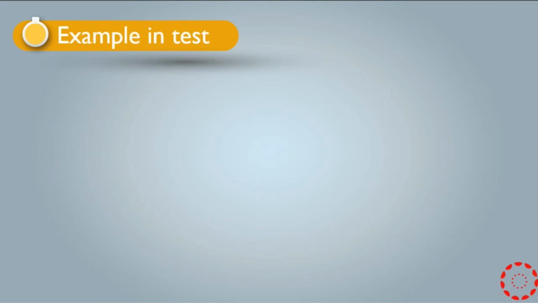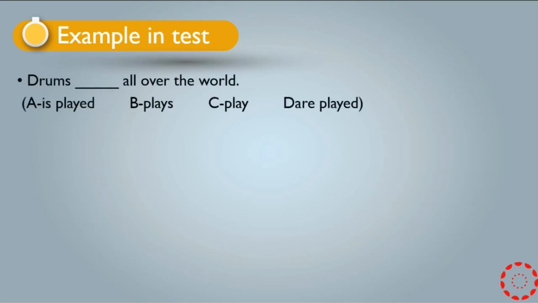Example in a test. How does this present simple passive show up in the national exam in the final one? Let's see: "Drums dash all over the world." As you see, drums has s, so it's plural. Is played, plays, played, or are played? Which one is correct? The drums are played all over the world, because I have s, so it became plural, and played is the past participle form.